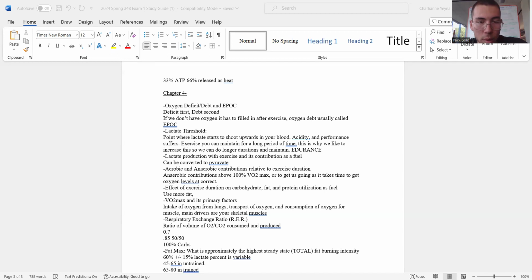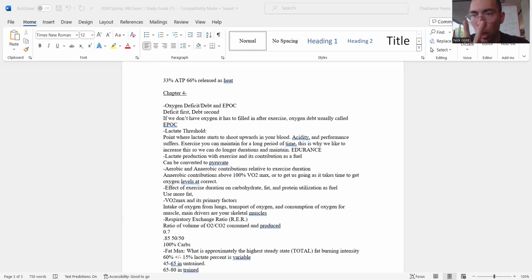So fat max. I don't know why it says moderate to intensity. Your fat max is when you're basically burning the most amount of fat. Guess what? That's most likely going to be in a moderate intensity for a long duration because you're using the most energy. Even though you're not burning as much fat per se, or 100% of your fat, you're burning like 33% of your fat. You're burning more because you're using more energy. That's your fat max. Okay, reached just before your lactate threshold.